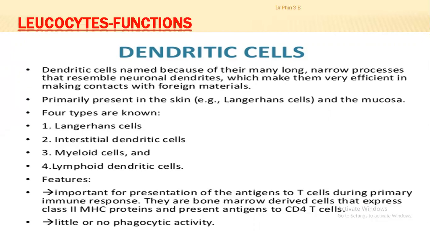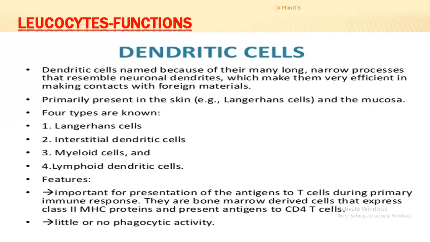So once they internalize these pathogens, they are going to digest that pathogen, and the component pathogen will be presented within the major histocompatibility complex protein class 2. So these dendritic cells express this protein, the major histocompatibility complex protein class 2. We're going to discuss different classes of these major histocompatibility proteins that are associated with these immune cells. So they are able to present the antigen to the T cells for the activation of the T cells. So like I said, they are important for presentation of antigens to T cells during the primary immune response.